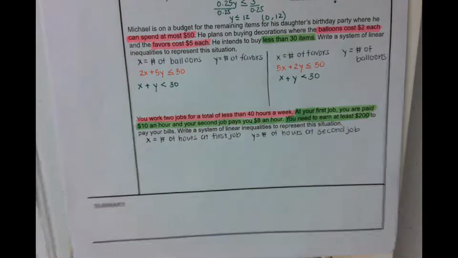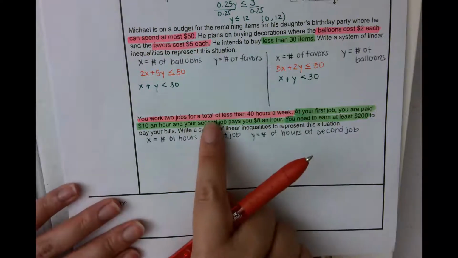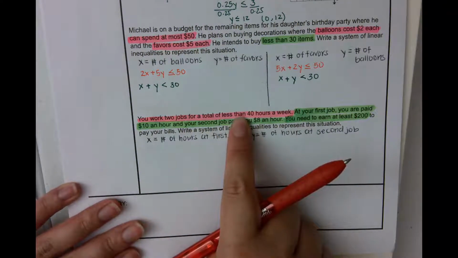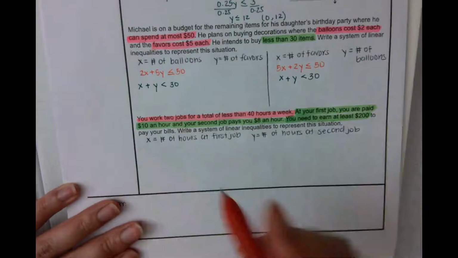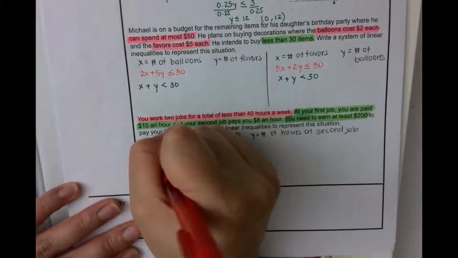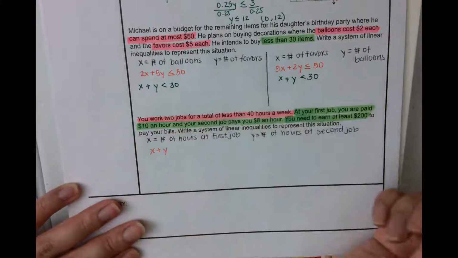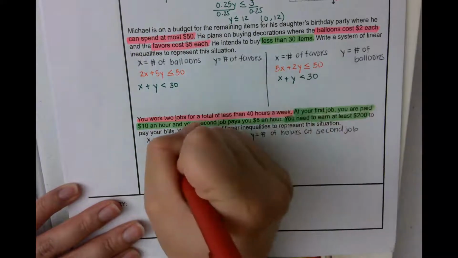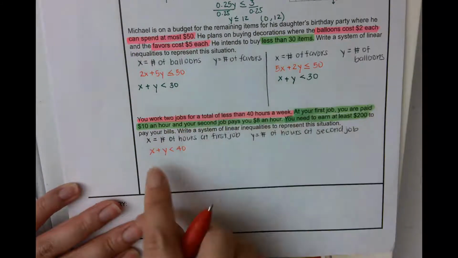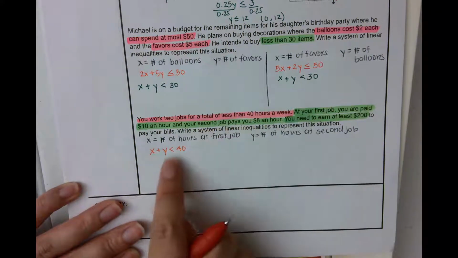And now from here, I'm going to write my inequalities. If I work less than 40 hours, that means the number of hours at my first job, x, plus the number of hours I work at my second job, y, has to be less than 40. So if x is hours at first job and y is hours at second job, they total to be less than 40.